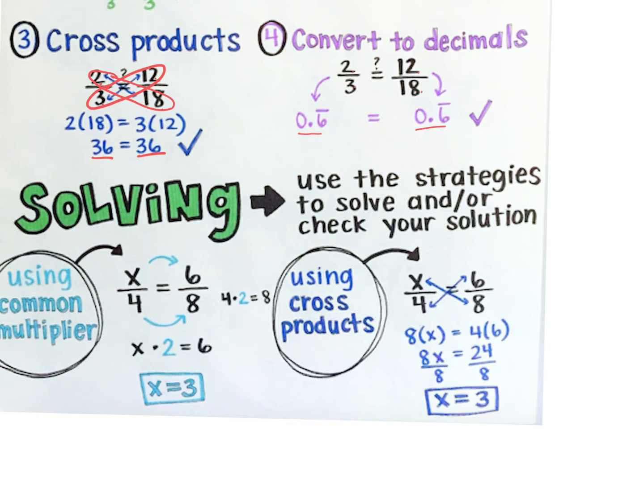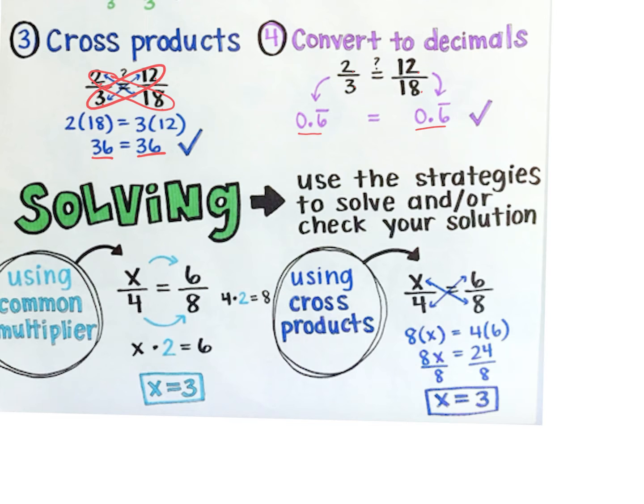So for example, down here, if I was looking to see what ? to 4 is equivalent to 6 to 8, we could use this idea of a common multiplier and say, well, to get from 4 to 8, we needed to multiply by 2. So what times 2 gives me 6? And the answer there is 3. 4 times 2 is 8, so 3 times 2 is 6, so 3 is the missing piece.